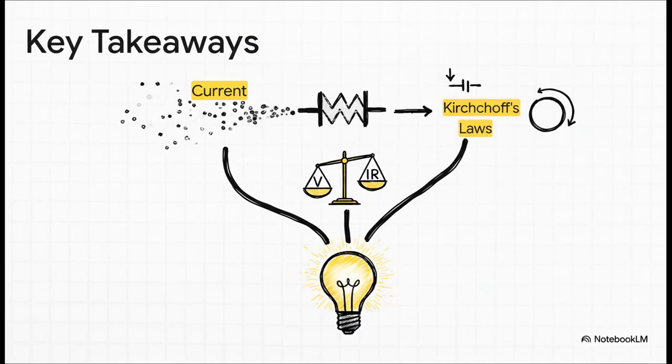So let's just tie this all together. Current, that's the flow of charge. Resistance, that's the stuff that gets in the way. Ohm's law is the simple, beautiful equation that connects them. Kirchhoff's laws are the traffic rules for every junction and every loop. And when you put it all together, you get power, which is how we turn all this invisible motion into useful work.